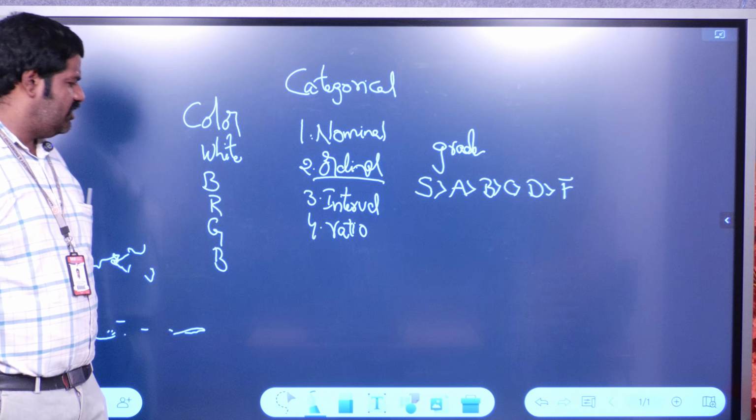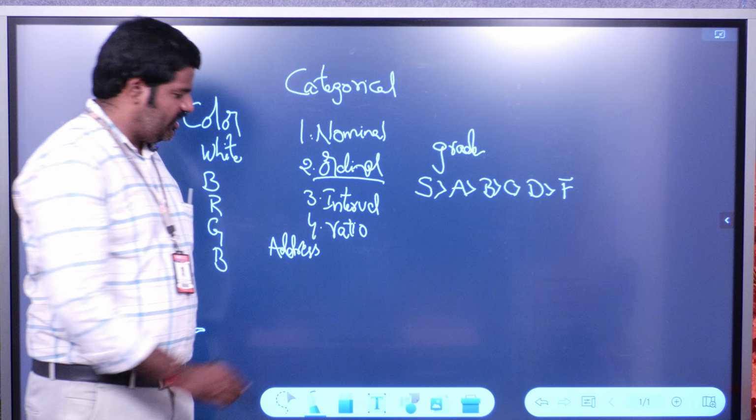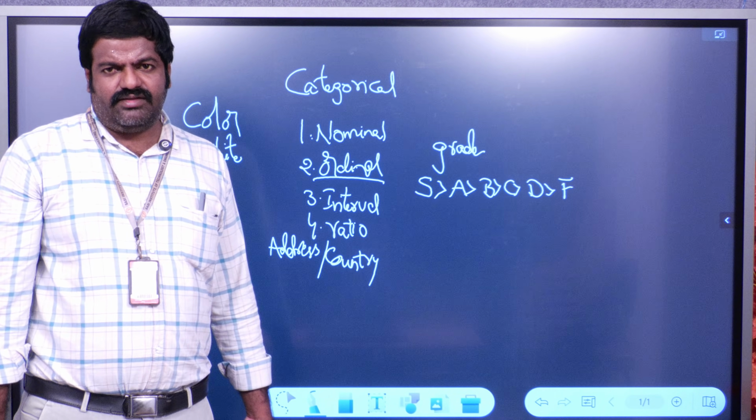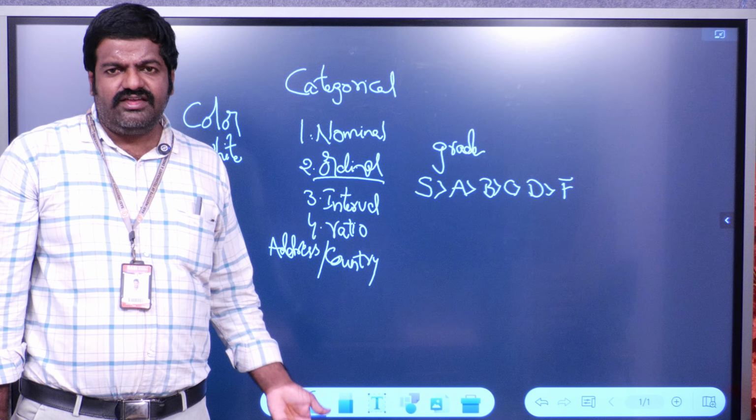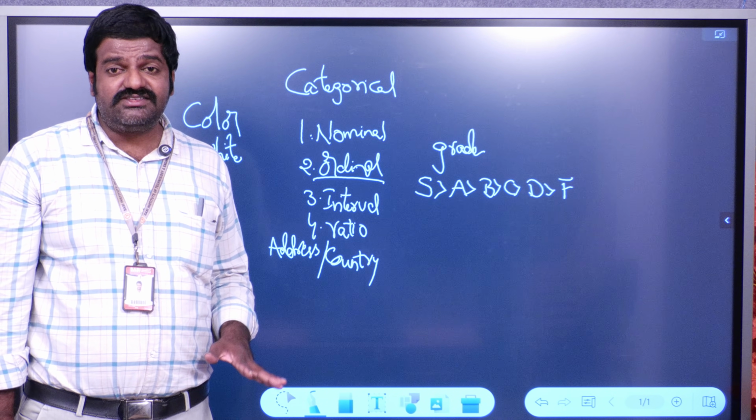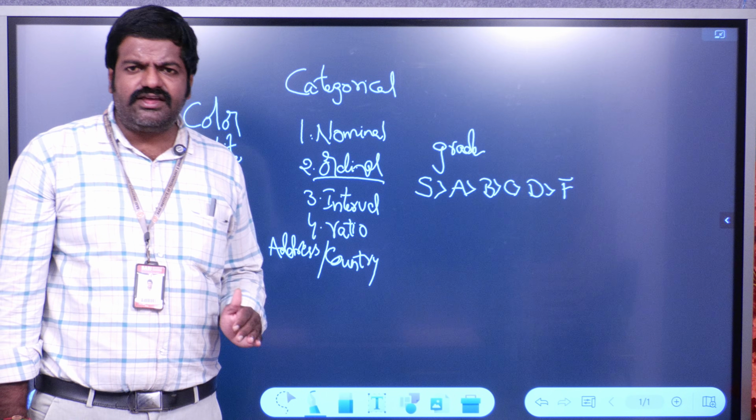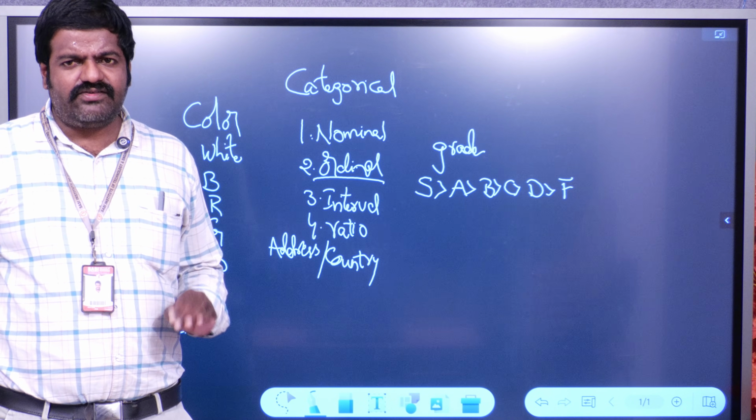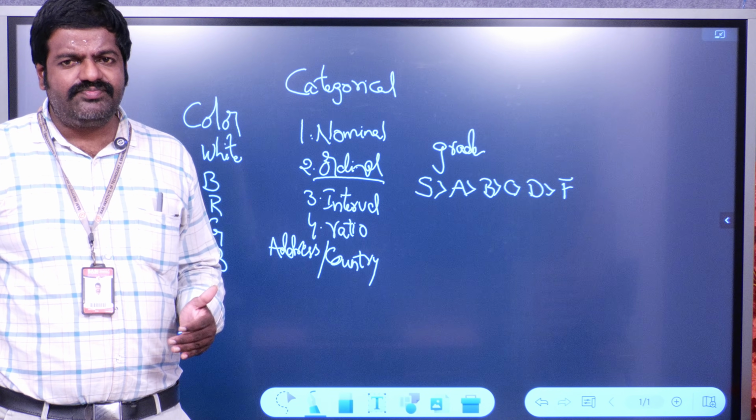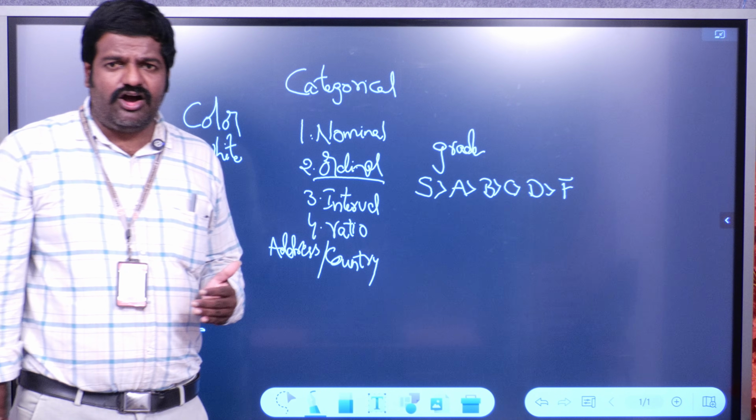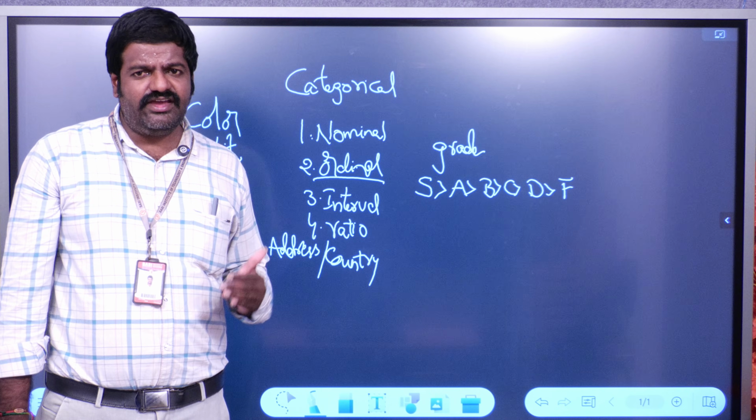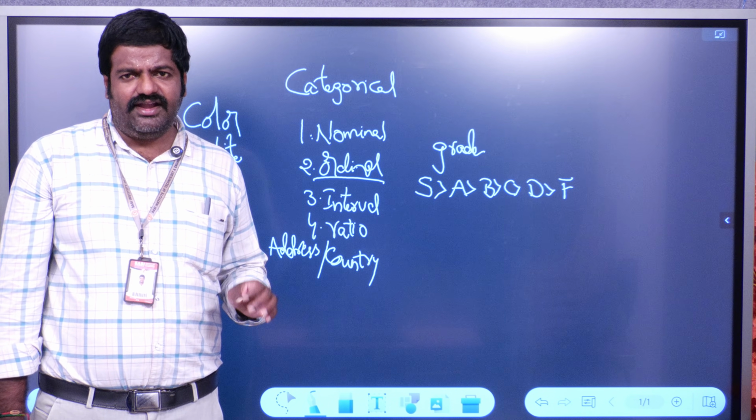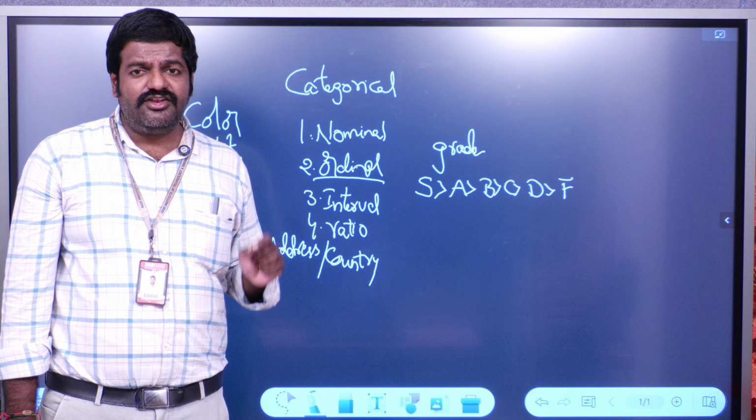Now let us consider some other attributes. For example, address or country name. Again, countries are limited, either 10, 20 or 30. The number of countries are limited. Hence, it comes under categorical. But whether it is nominal or ordinal? Country, there is no order among the countries. India is the top, next US is the next. Like that, there is no order among the countries. So, country comes under nominal.